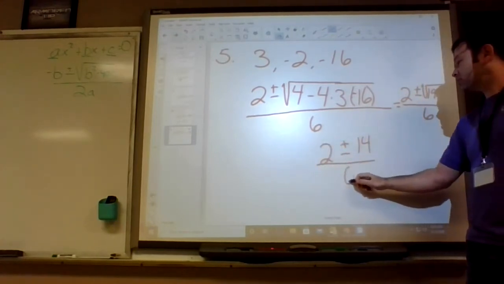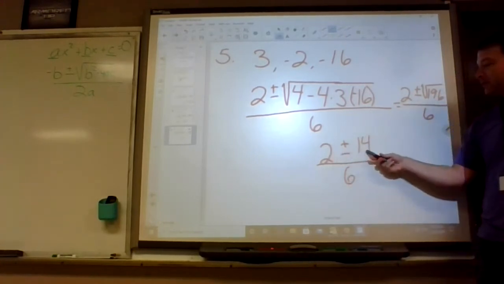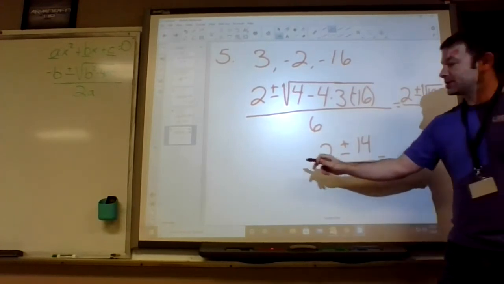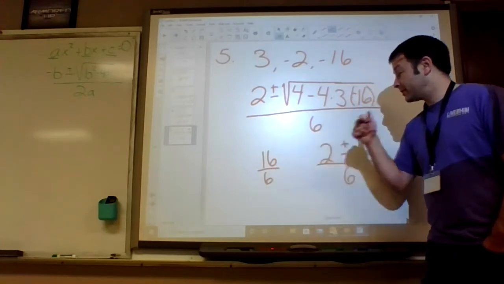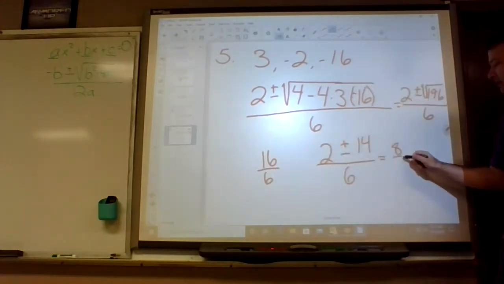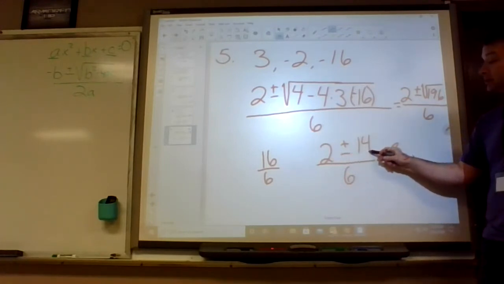That's why they call me 50%. Alright, what's 2 plus 14? 16. What's 16 over 6? 8 over 3. Alright, it just reduces to 8 over 3. What's 2 minus 14, divided by 6?